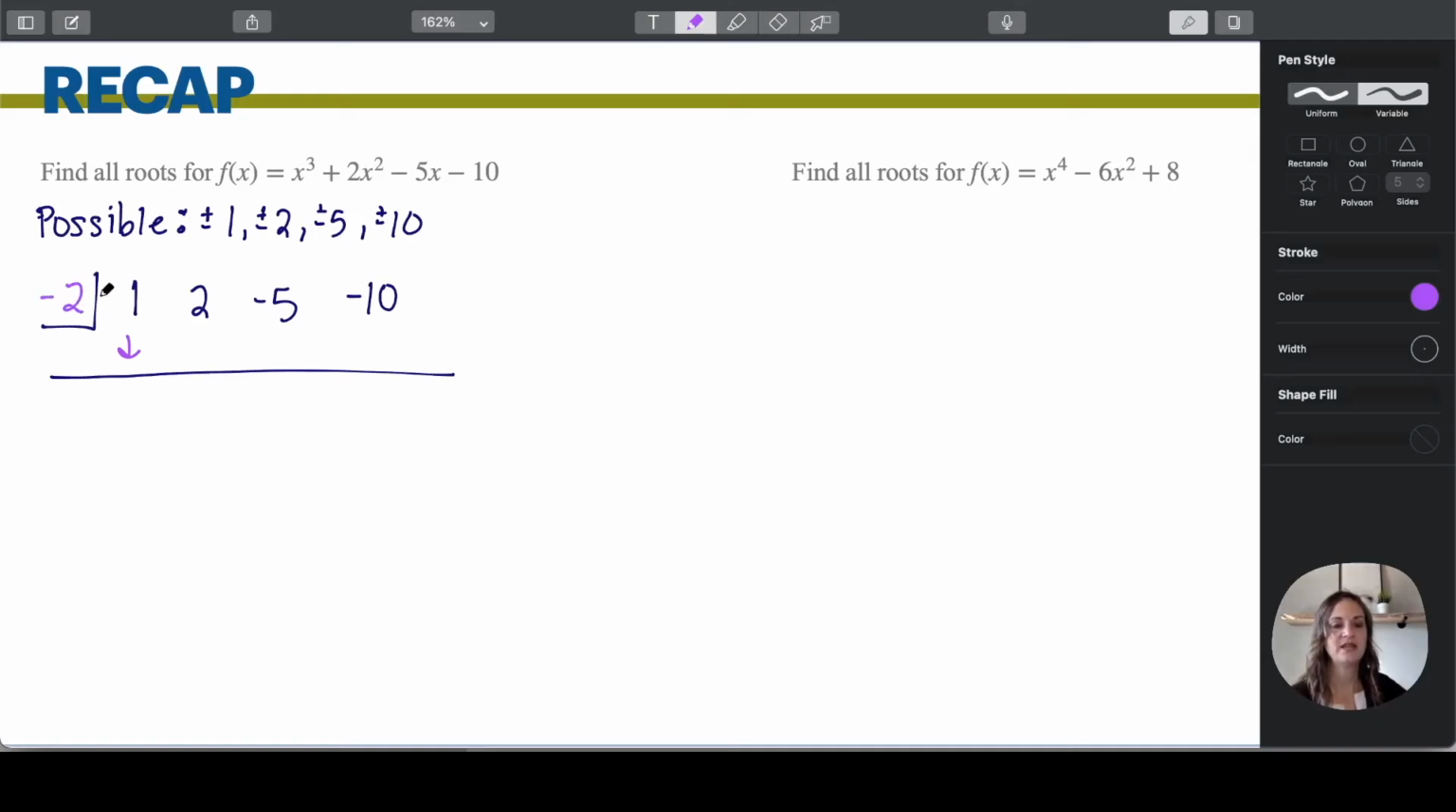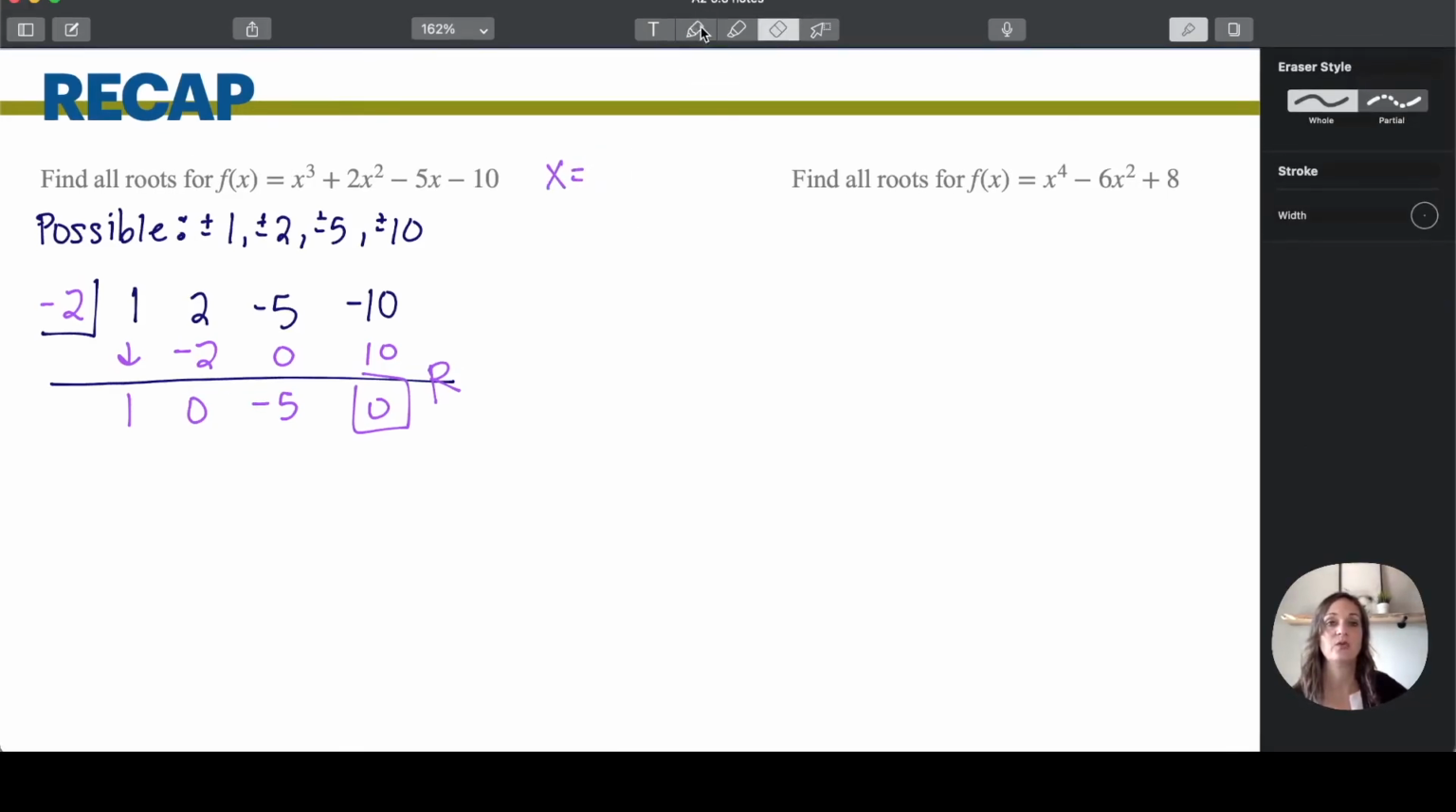Okay, let's try -2 then. 1 didn't work, 2 didn't work. We can try -2. Let's see if that works. So if I bring down the 1, -2, 0, 0, -5, positive 10. There you go. There's our 0. All right, so we know that x equals 0. No, not 0, sorry. 0 was the remainder. We know that x equals -2 was a 0.